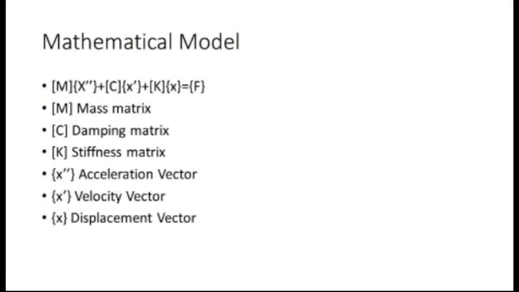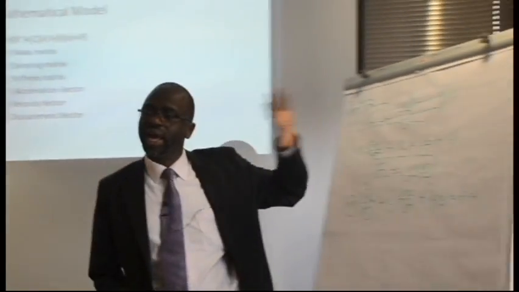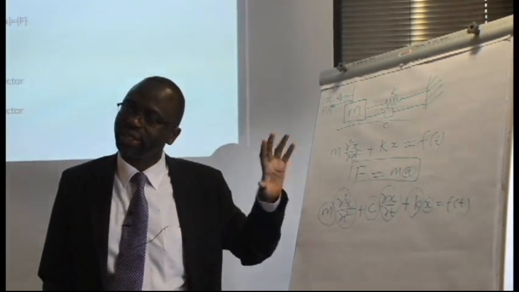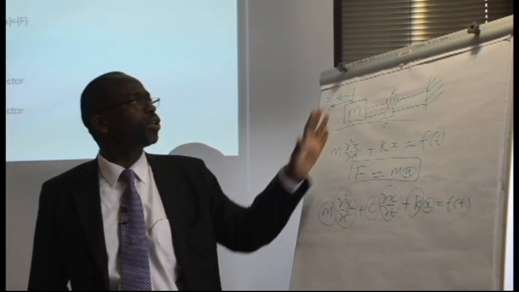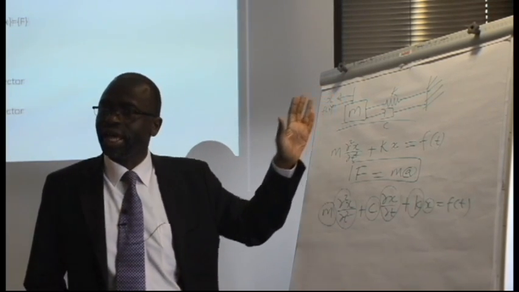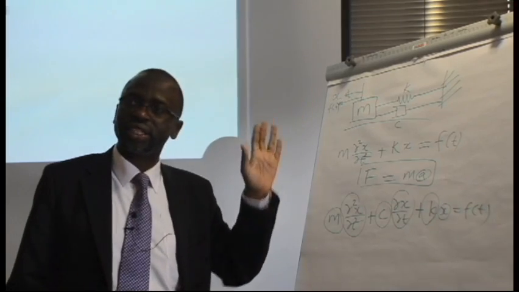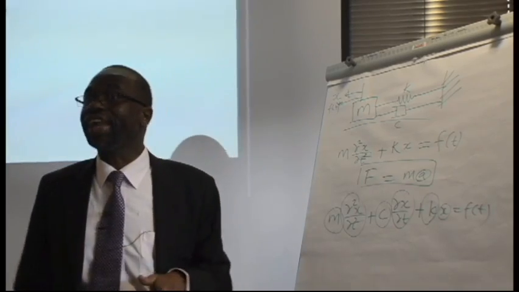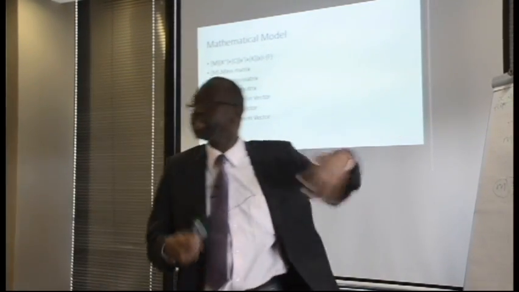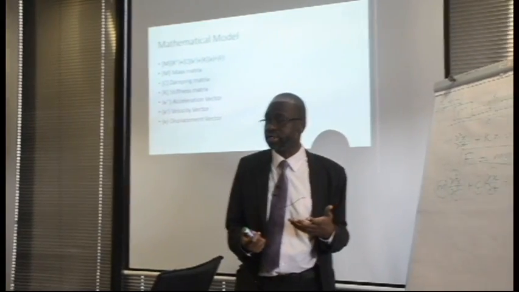Now, the mathematical equation that I have written here is what we call a single degree of freedom system. Why do I call it a single degree of freedom system? Because it only moves in one plane, in the x direction. It could move in the x direction, the y direction, the z direction, and rotate around the x, y, and z directions. And then that will be a 6 degree of freedom system.